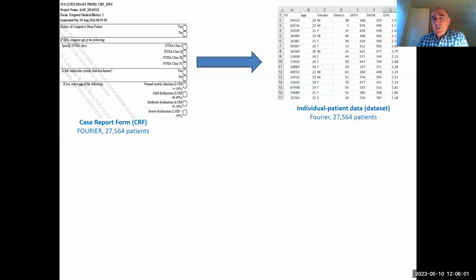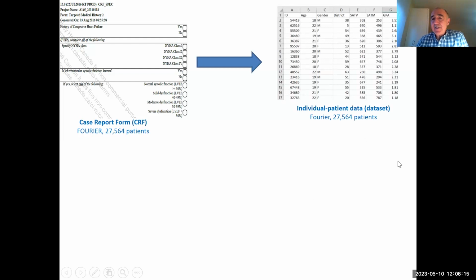So regarding the information flowchart, as you may already know, whenever a clinician is taking part in a clinical trial, the very first document they will fill in is the case report form. This means that whenever a relevant event happens in the trial, heart attack or whatever information it is, this will be written down in this case report form, which nowadays, obviously, is in electronic format. Out of this information, an individual patient data set will be made. In the case of the Fourier trial, this accounts for over 27,000 patients.